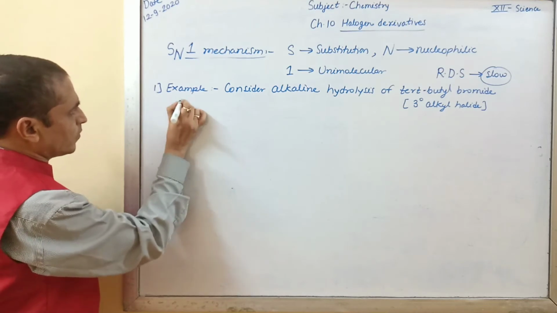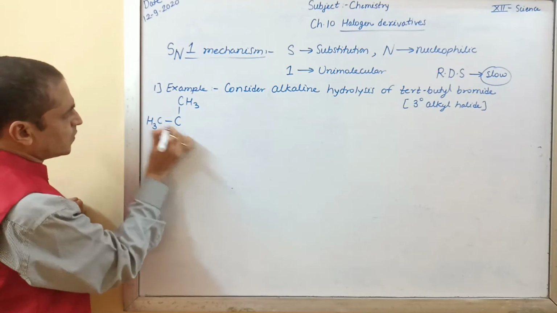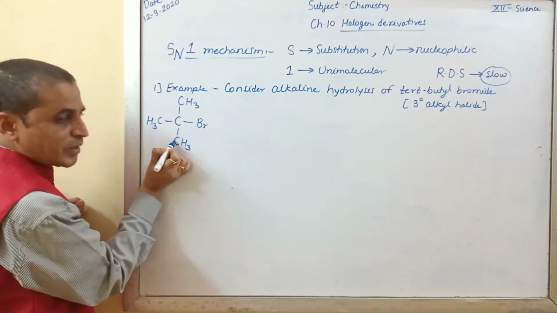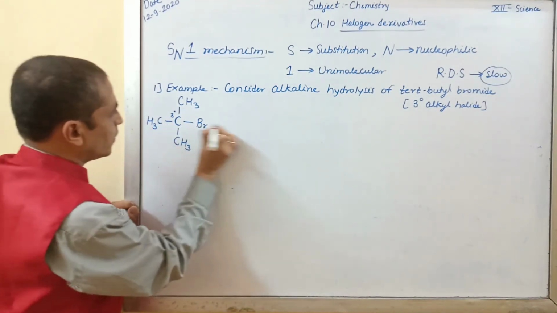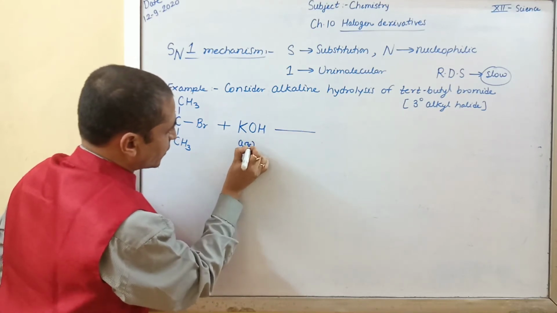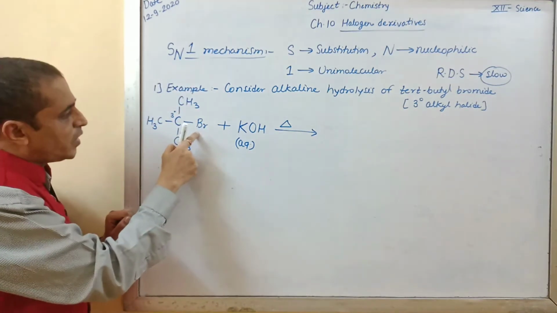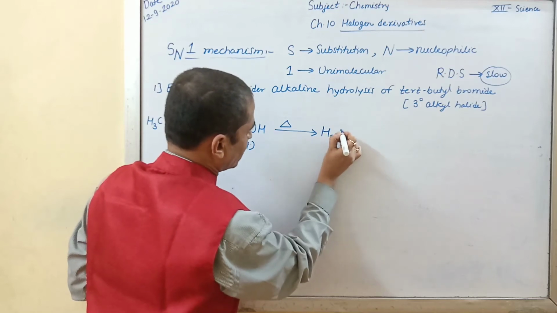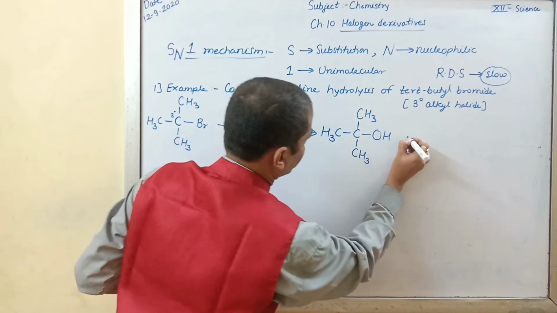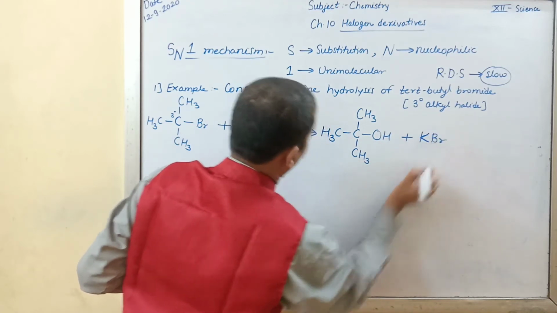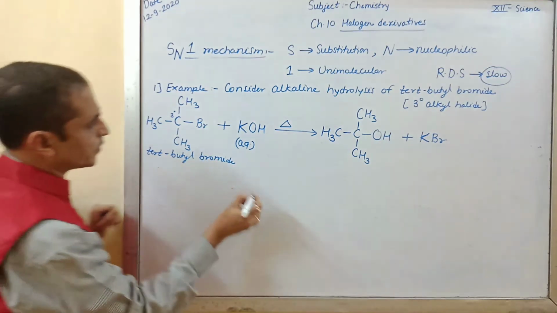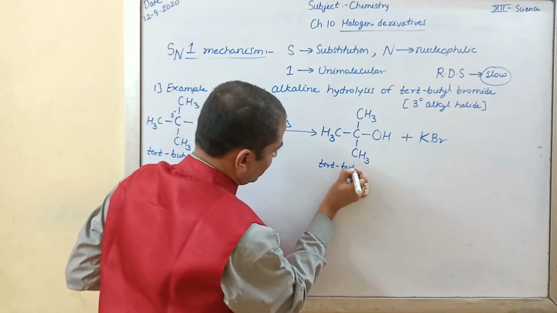Now see the reaction. (CH3)3C-Br. So you know that to this carbon atom 1, 2, 3 carbon atoms are attached, so it is tertiary. Now we can take potassium hydroxide or sodium hydroxide, but it must be aqueous. Heating is required. What happens? Br is substituted by OH. So we get (CH3)3C-OH plus KBr. Now write down the name. Here it is tertiary butyl bromide. Now it is tertiary butyl alcohol.